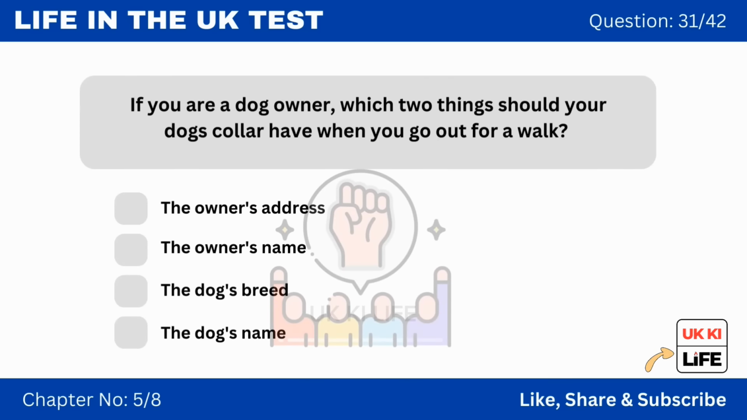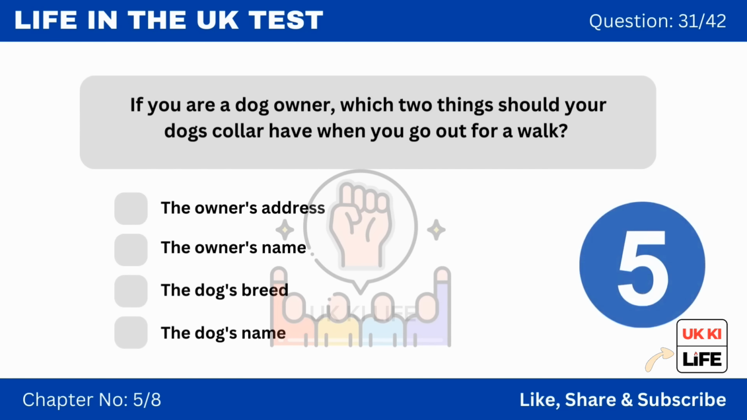Question 31. If you are a dog owner, which two things should your dog's collar have when you go out for a walk? The owner's address, the owner's name, the dog's breed, the dog's name.